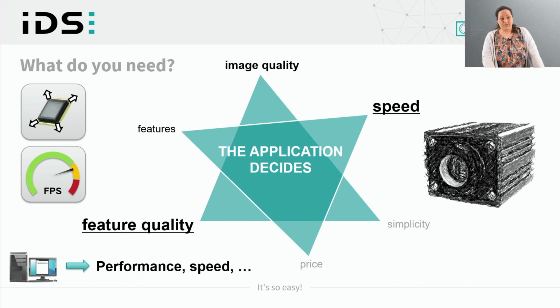So how can software help in this case? It can help with high performance features, fast features, stable features, to make your application process the high data rates that are required.